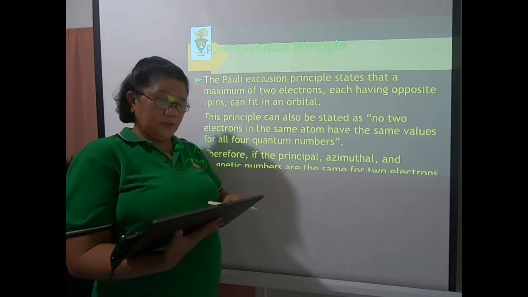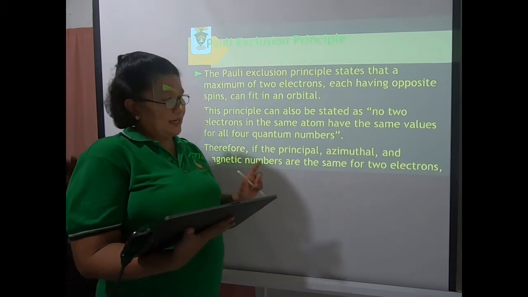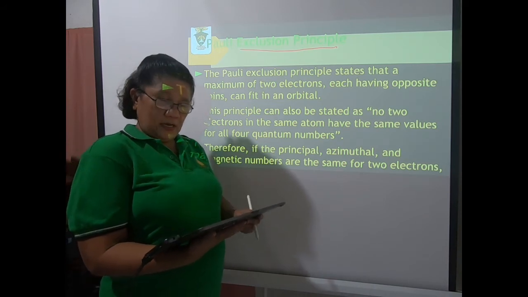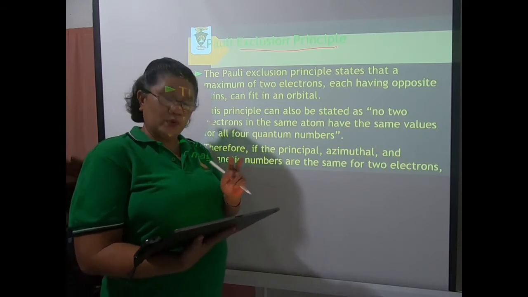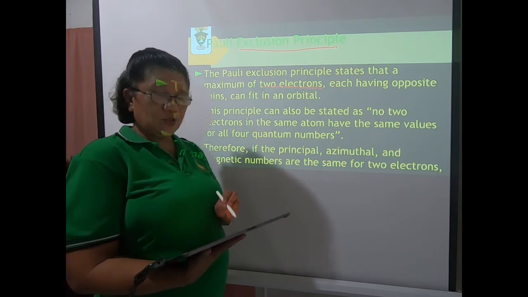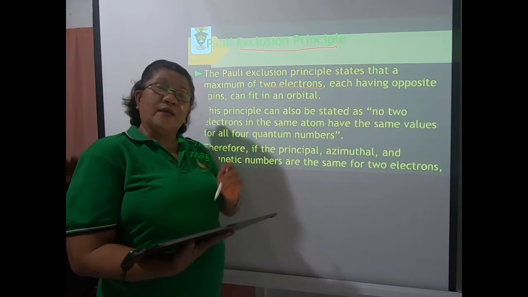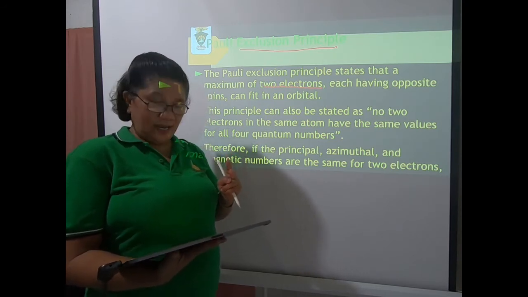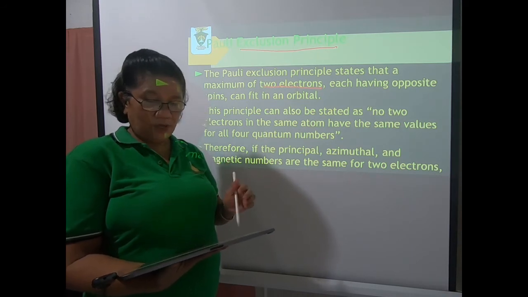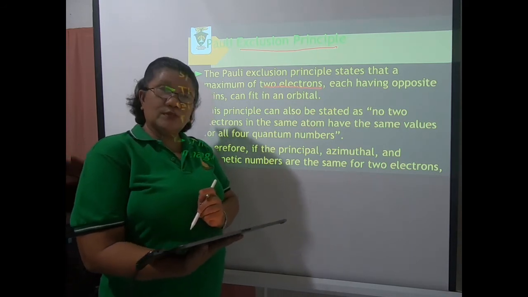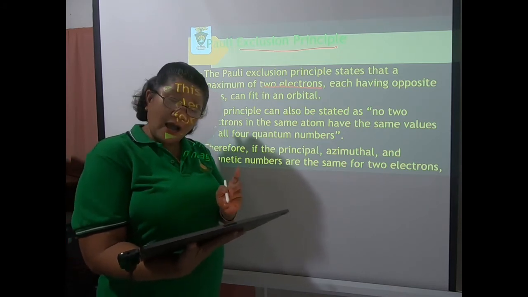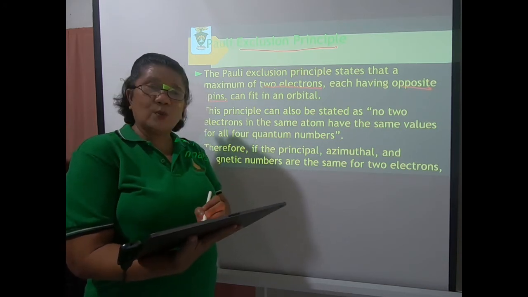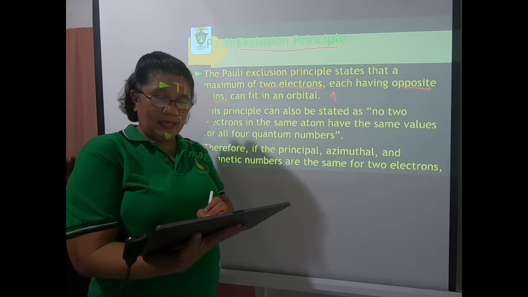Another principle which has something to do with the electron configuration is the Pauli's exclusion principle. According to this, there will be 2 electrons in each orbital. That is why you have plus 1/2 and negative 1/2. According to Pauli's exclusion principle, there will only be 2 electrons that can occupy an orbital, but they will have opposite spin. That is why it is represented by an arrow up and arrow down.